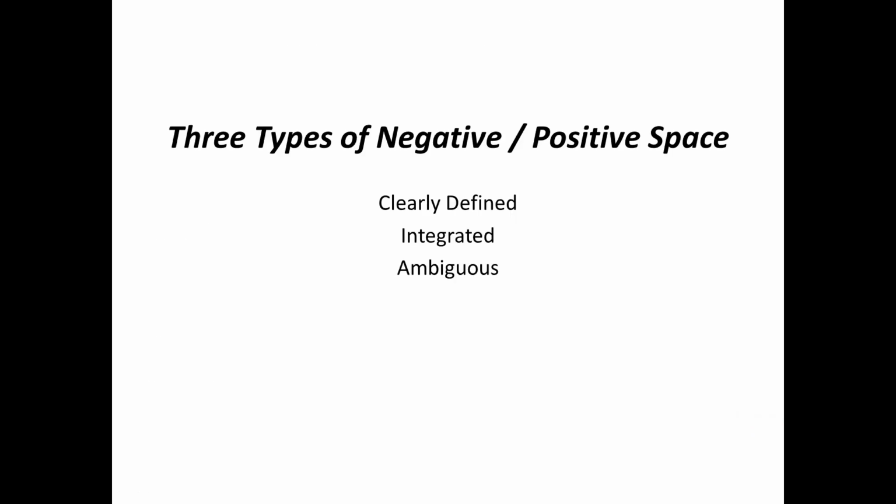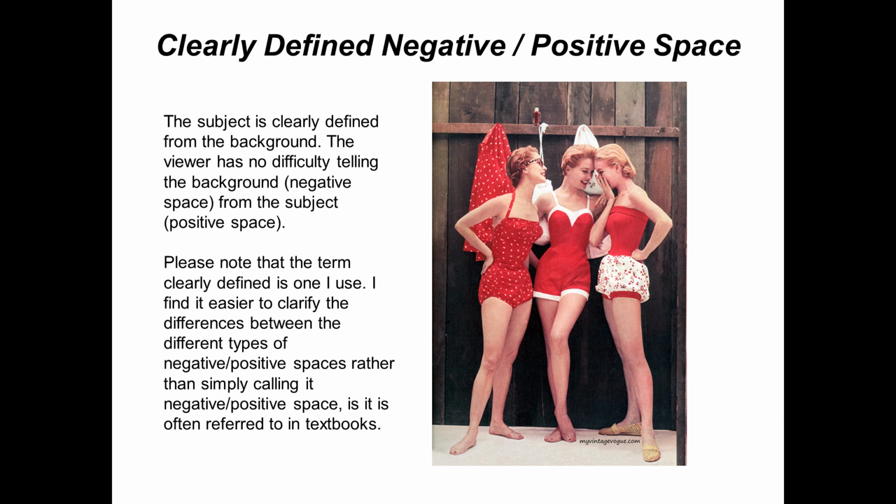So there's three different types of negative positive space: clearly defined, integrated, and ambiguous. The subject, clearly defined negative positive space. The subject is clearly defined from the background. The viewer has no difficulty whatsoever telling what the positive shape is from the negative shape. Please note that the term clearly defined is one that I use. I find it easier to clarify the differences between the different types of negative positive spaces rather than simply calling it negative positive space, which is often how it's referred to in textbooks.